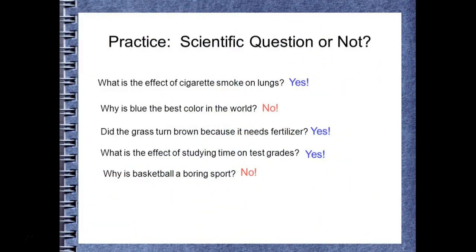So some examples of questions, right? What is the effect of cigarette smoke on lungs? That is a scientific question. We can measure that. We can observe the effect of cigarette smoke on lungs, and we have. We know that when people smoke cigarettes, their lungs get all black and tarry, and people have trouble breathing, so it affects the function of the lungs. So we've observed that.